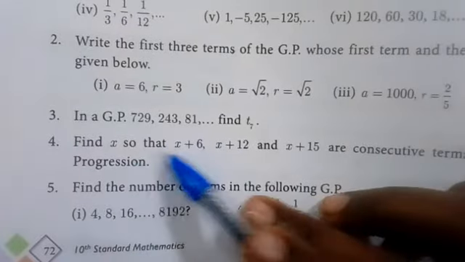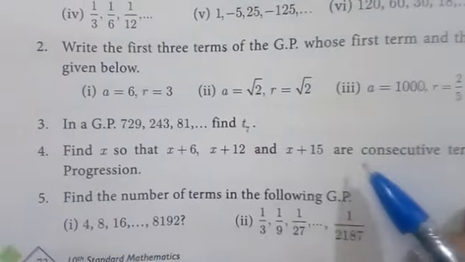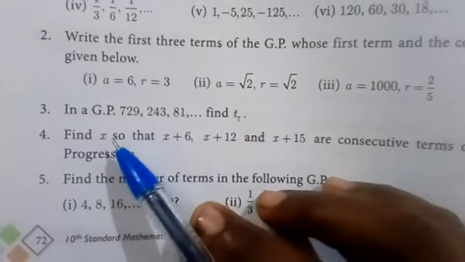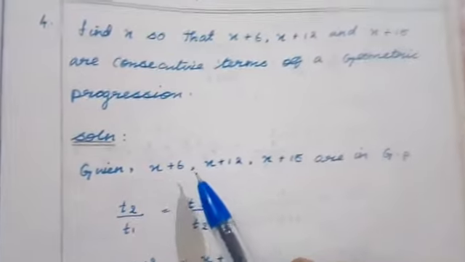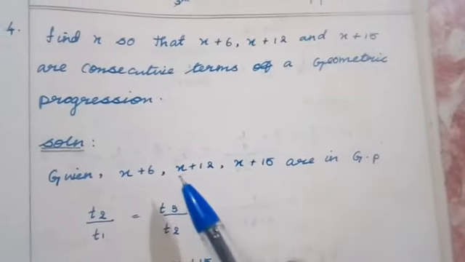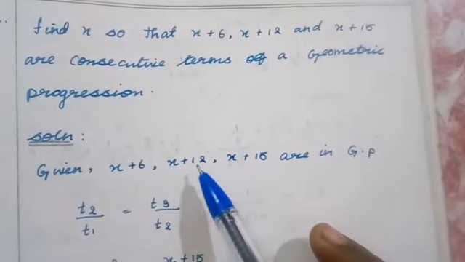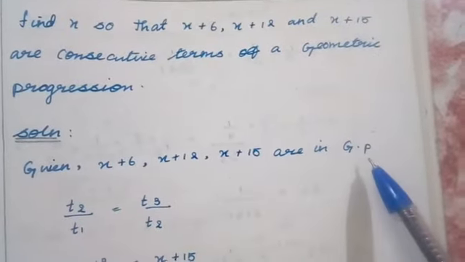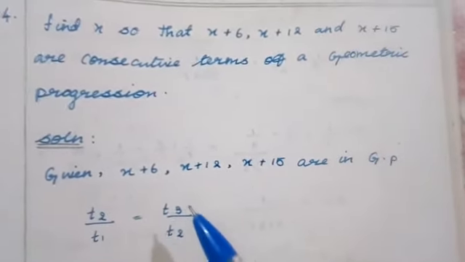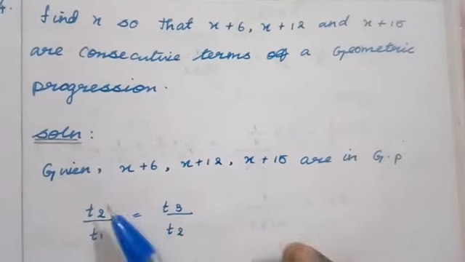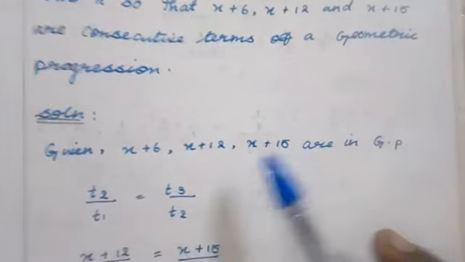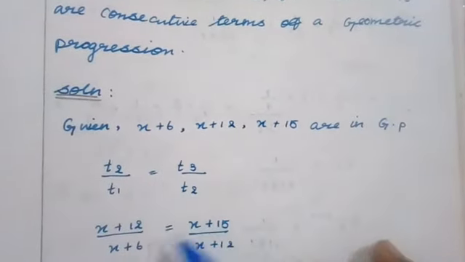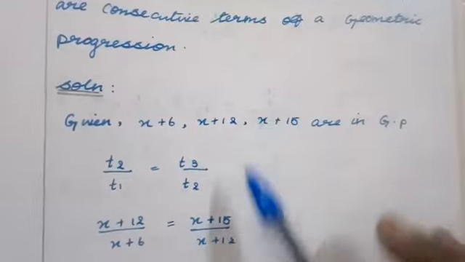Fourth question: find x so that x plus 6, x plus 12 and x plus 15 are consecutive terms of a geometric progression. We want to find the x value. In the question itself it is given that the three terms are in a GP. So first write the three terms x plus 6, x plus 12, x plus 15 are in GP. Then they have to satisfy the geometric progression condition T2 by T1 equal to T3 by T2. So that is x plus 12 by x plus 6 is equal to x plus 15 by x plus 12.